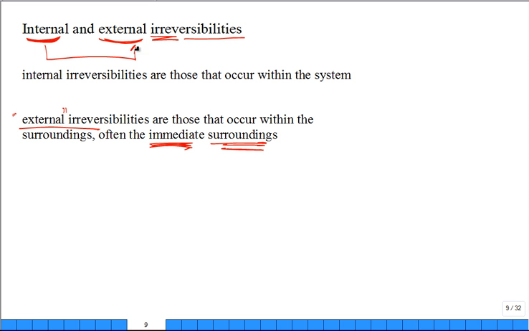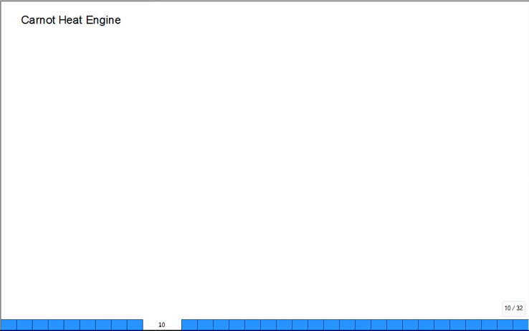I know it's a little hard to grasp these theoretical concepts, but I make a bigger deal of this in Thermo 2 because you say, why does this system perform less or worse than this system? Why is its performance less? And then you have to look for where are the irreversibilities. Are they external or are they internal to the system? Sometimes they're external. So a Carnot heat engine.